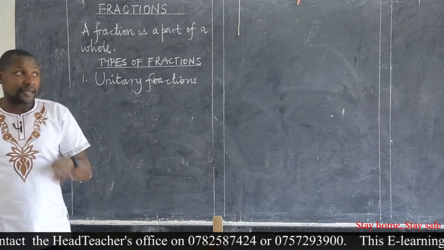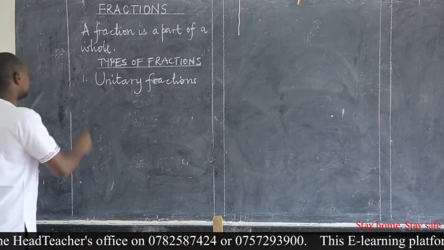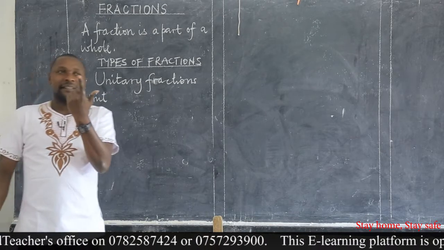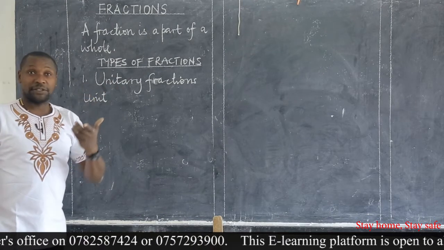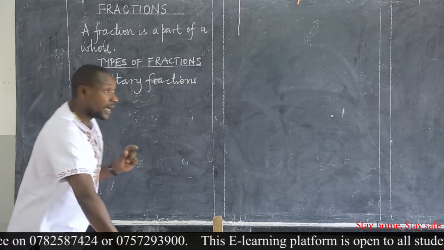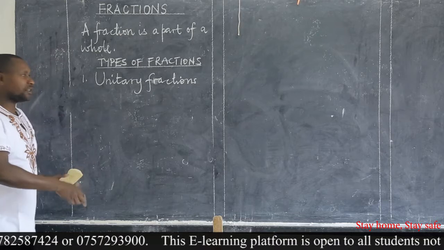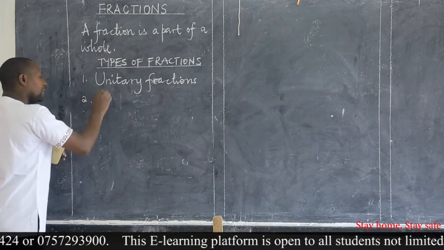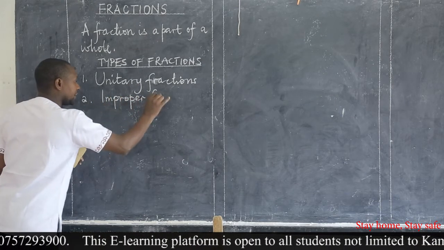Most of you have ever heard the word unitary. It is from the word unit. As you can hear the word unit. Unit means one. Unity means one. So, unitary fractions, these are fractions whose numerator is 1. We shall be looking at examples of each of these types. Let's first mention. Second one you can think about, we have improper. Improper fractions.